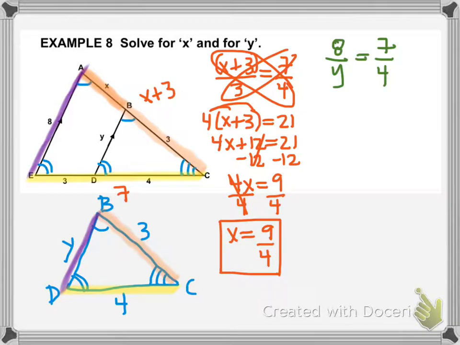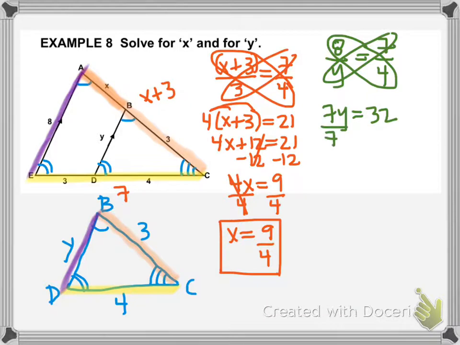This proportion looks a little bit simpler to solve. Let's go ahead and cross multiply. Y times 7 is 7Y. There's one cross product. That equals the other cross product, 8 times 4, which is 32. To solve for Y, we're going to divide both sides by 7.